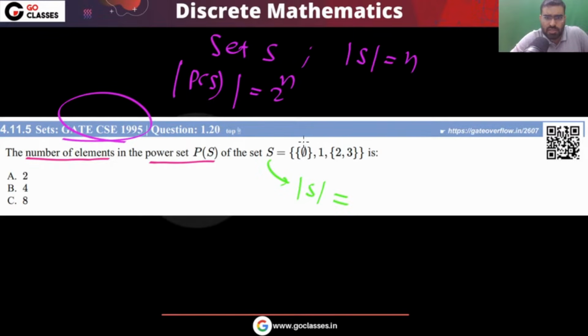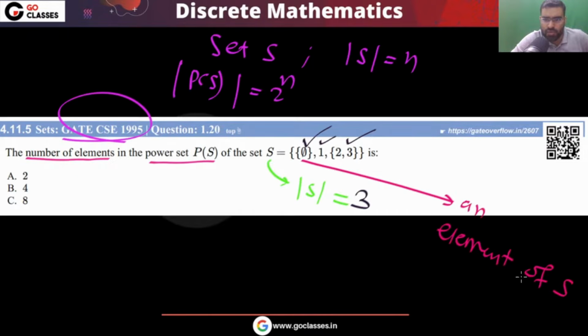You can notice this is an element, this is an element, this is an element. Total 3 elements you have. This set S has 3 elements. Remember, in this set S, each of these is an element of S. So what is this element? You can note this element itself is a set. Similarly, this element itself is a set. So there is no problem. In set S, you have 3 elements.